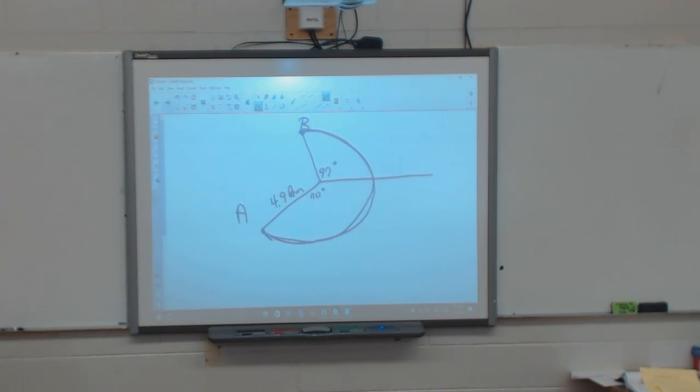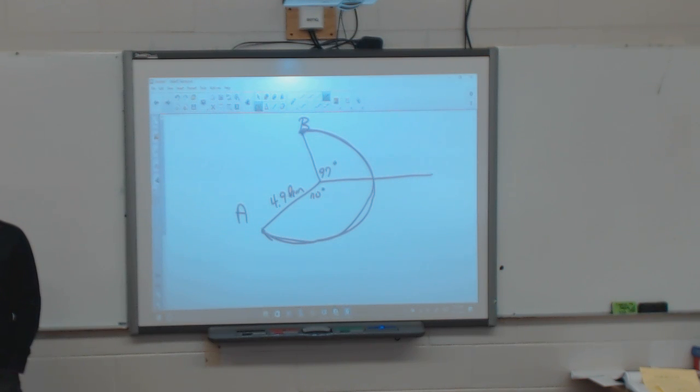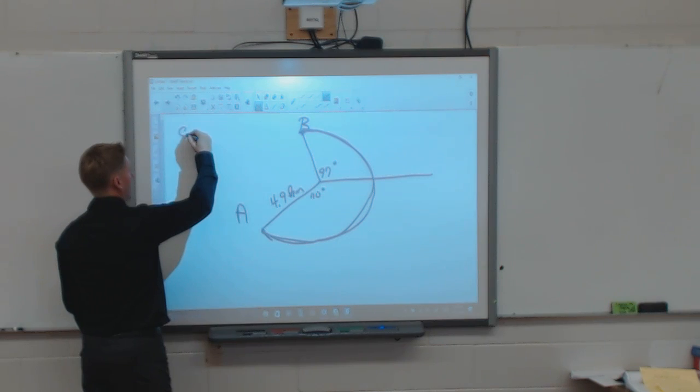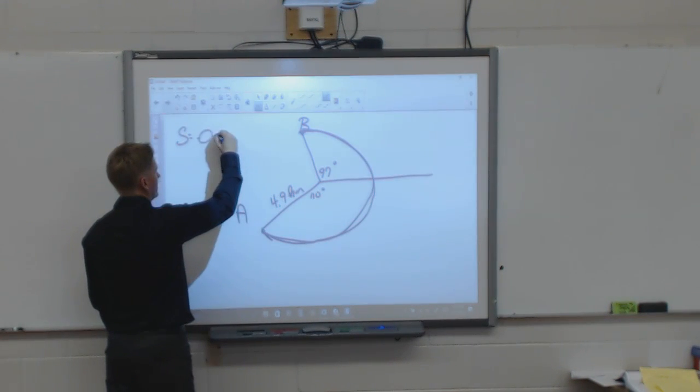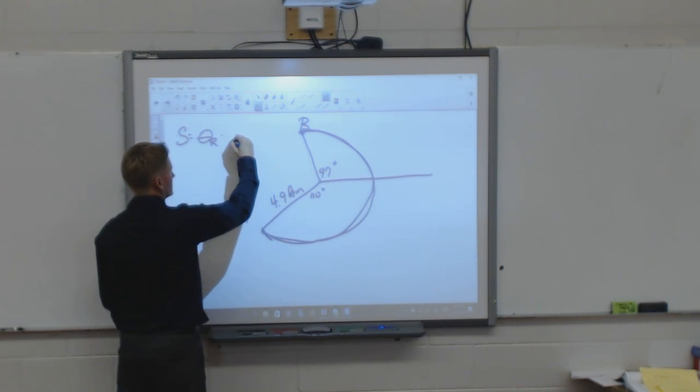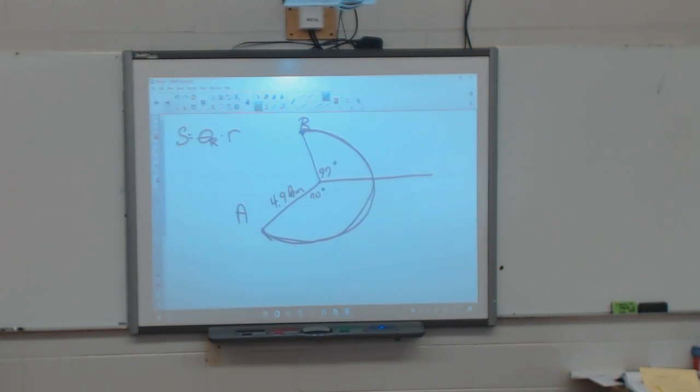What do you call that partial distance around a circle? No, circumference is the whole distance around the circle. It's the arc length, right? We just learned about this, the very first thing we did today. So we want to find out what that arc length is. We need theta in radians times my radius. So what's the first thing that we need to do then?